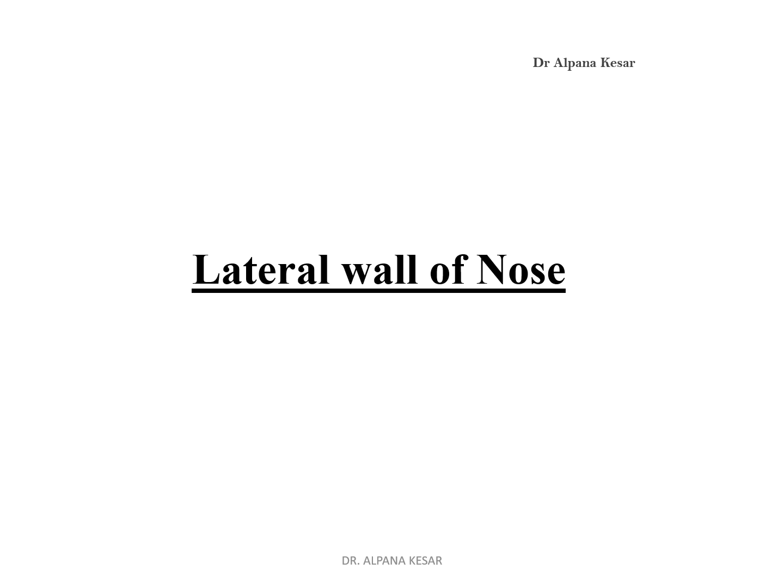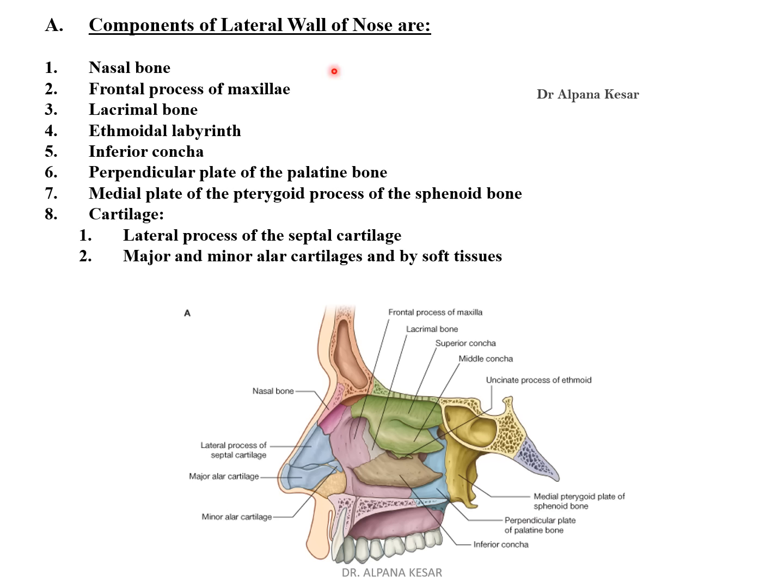Lateral wall of nose. Components of the lateral wall of the nose. 7 bones contribute to the formation of the lateral wall of the nose. They are the nasal bone, the frontal process of maxilla, the lacrimal bone, and the ethmoidal bone with its superior and middle concha.